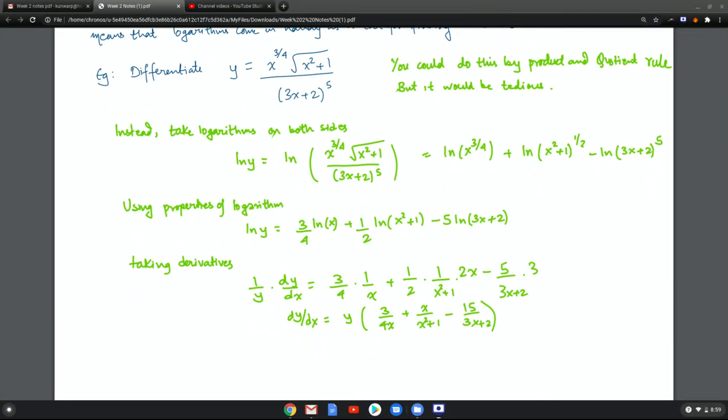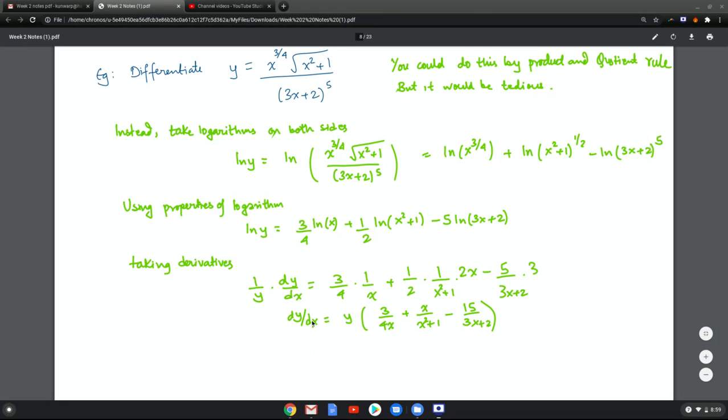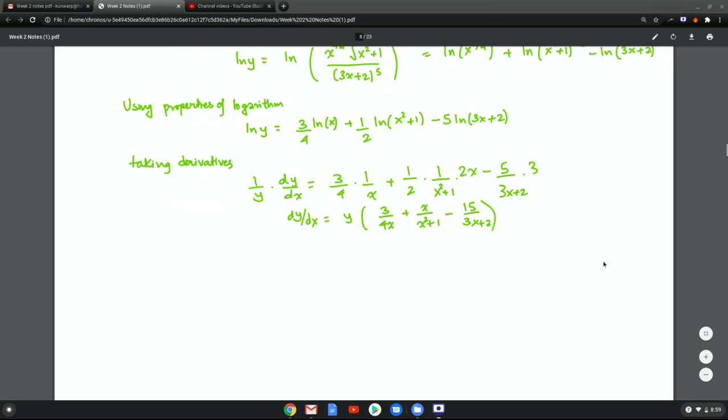We take derivatives on both sides. We get 1 over y times dy over dx becomes 3 over 4 times 1 over x, plus 1/2 times 1 over (x squared plus 1) times 2x by using the chain rule, minus 5 over (3x plus 2) times 3. Multiplying both sides by y, because we are trying to isolate dy over dx, we get dy over dx equals y times (3 over 4x plus x over (x squared plus 1) minus 15 over (3x plus 2)).